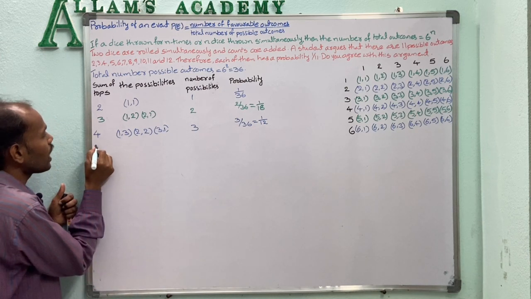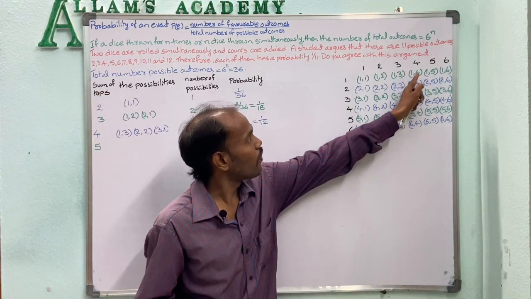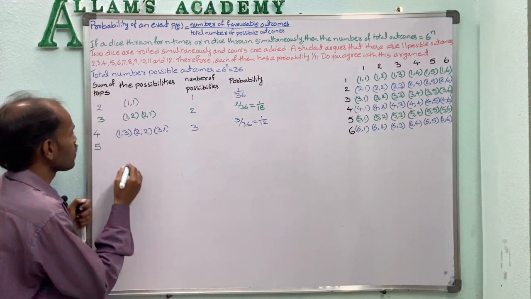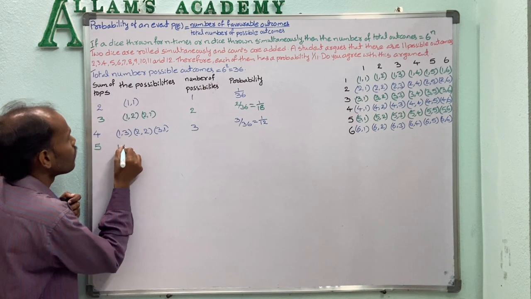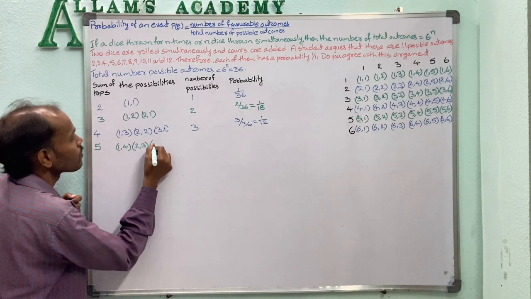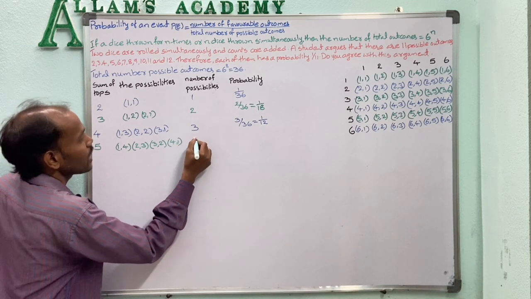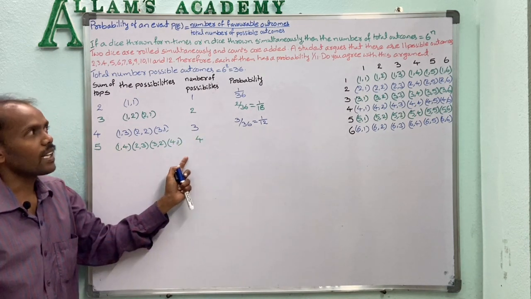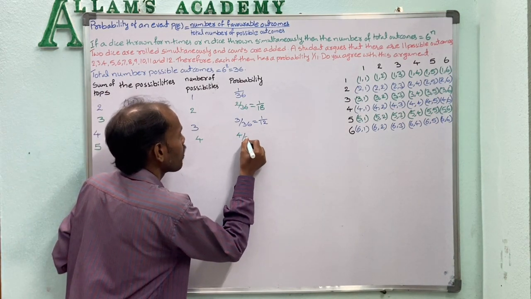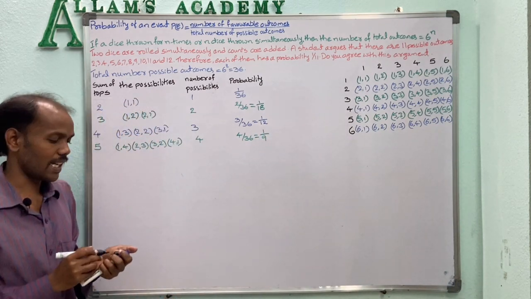If the top faces sum to 5, the outcomes are 1 4, 2 3, 3 2 and 4 1. So they are 4 times, which means favorable outcomes are 4. So the probability is 4 by 36, and the simplification is 1 by 9.